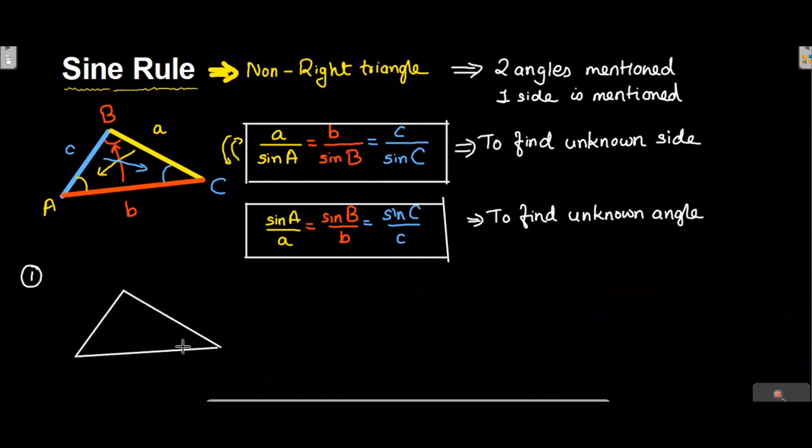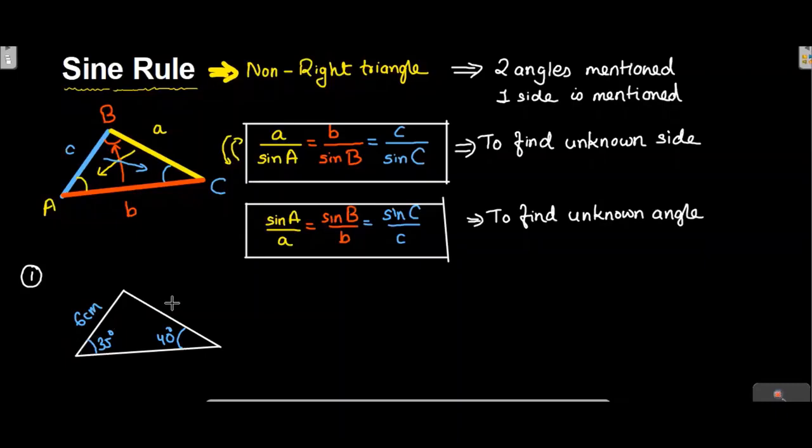This is a non-right angle triangle, and as I told you, you use the sine rule only when two angles and one side are mentioned. So I will mention this angle as 35 degrees, this angle as 40 degrees, and only one side is mentioned, suppose this is 6 centimeters. They are telling you to find the length of this side. There are no letters given here, no labeling for this triangle, but we can still solve it.